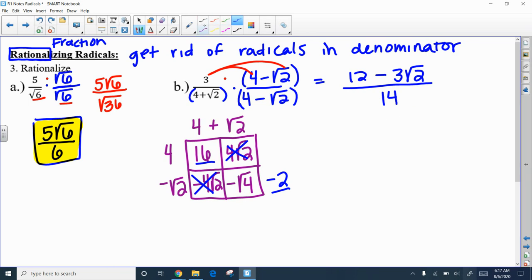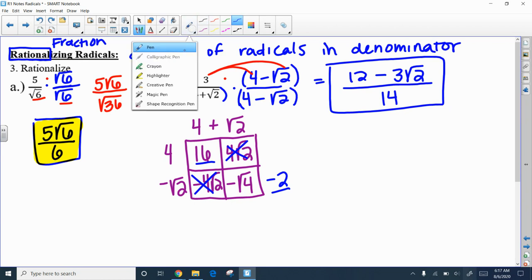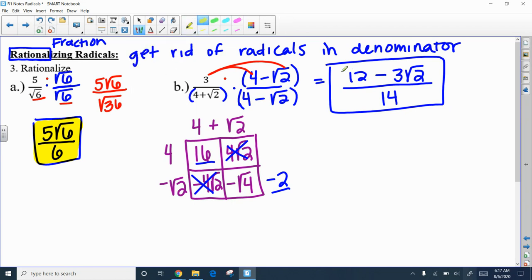So now we can go ahead and leave our answer like this because nothing else will reduce or simplify. So 12 minus 3 square root of 2 over 14. Now, there still, again, is a radical. It's just not in the denominator anymore. Now, sometimes we can reduce. There's a couple ways to reduce this. Most of the time, we would just leave it like this, unless all the numbers that are not in a radical have a common factor, which they don't.